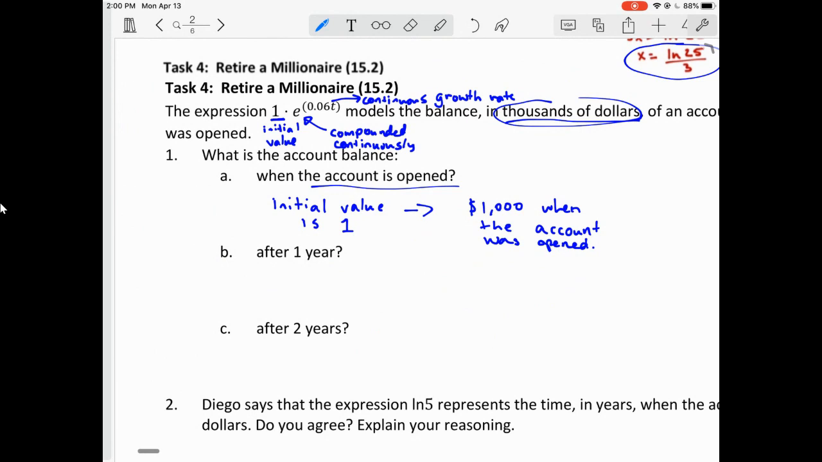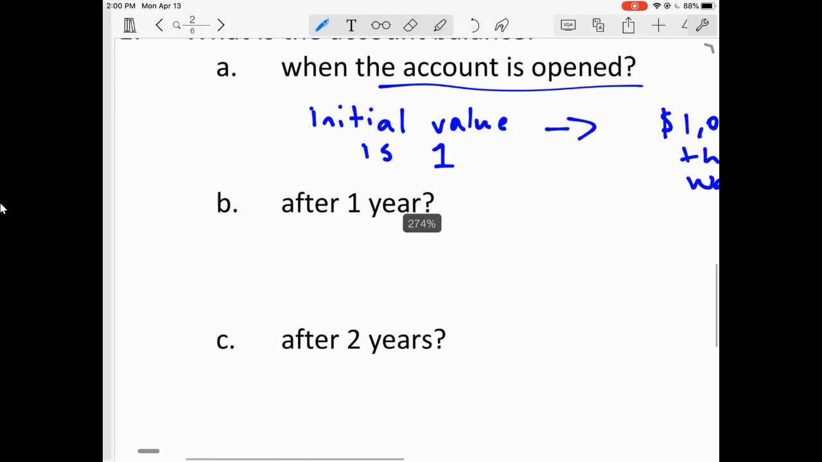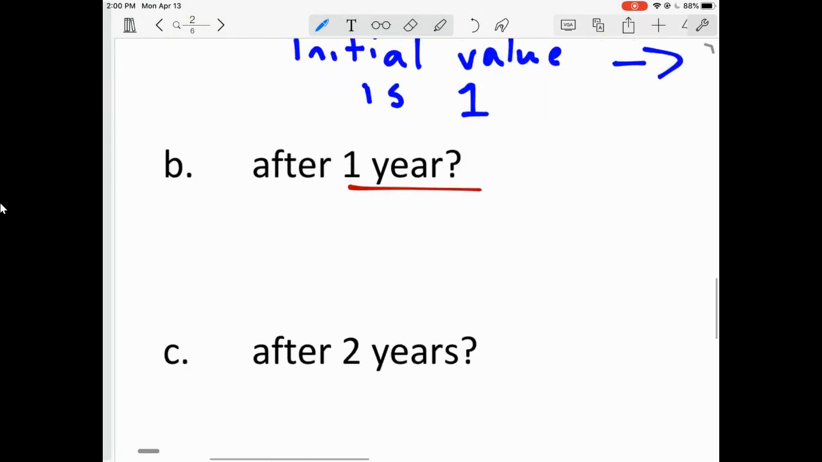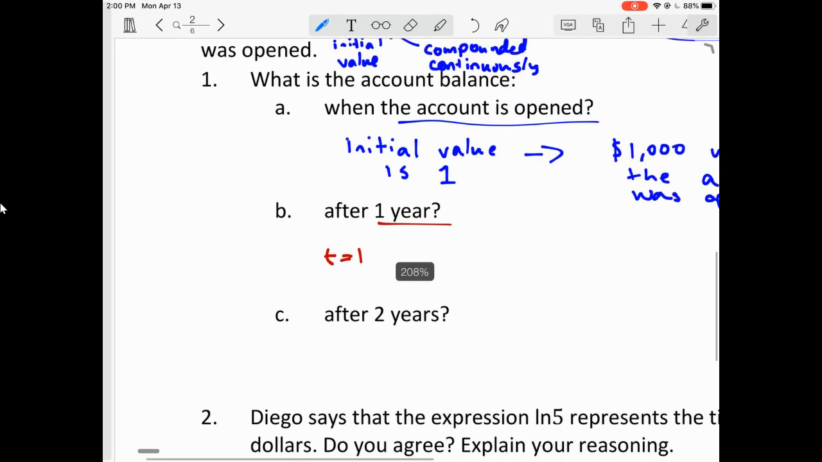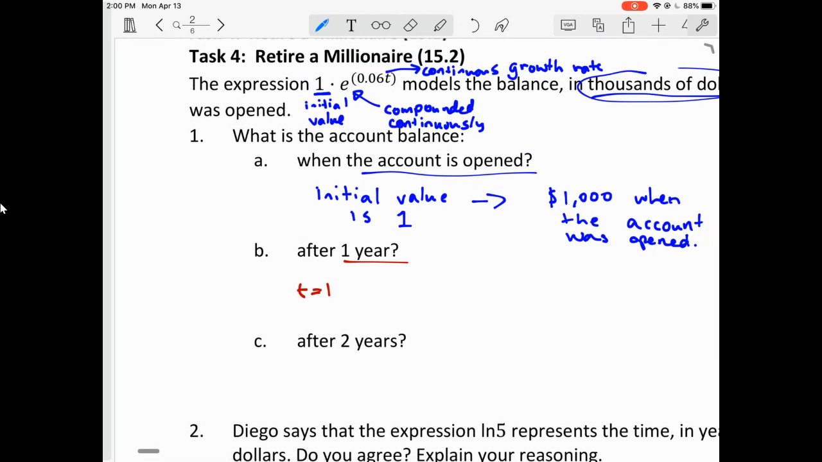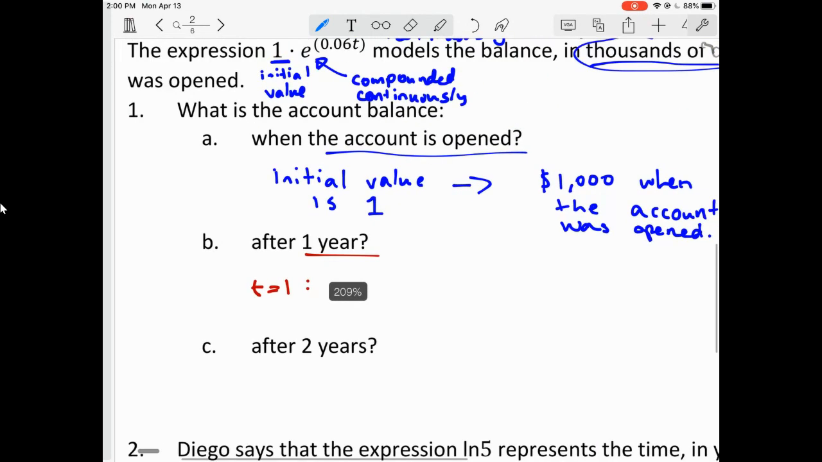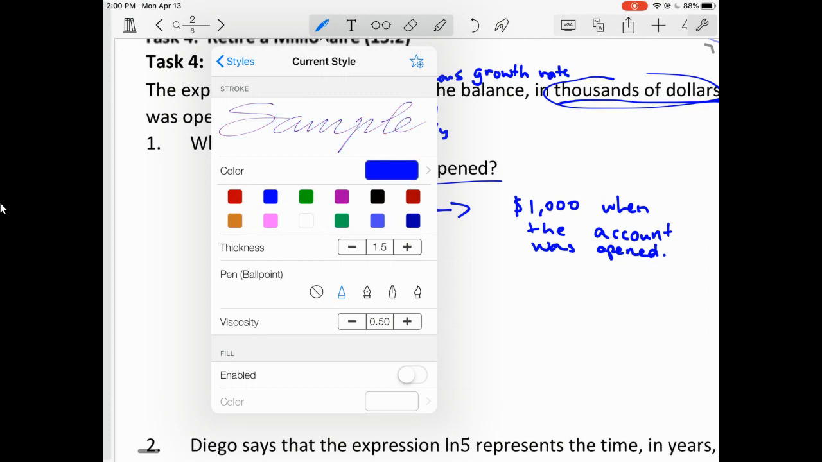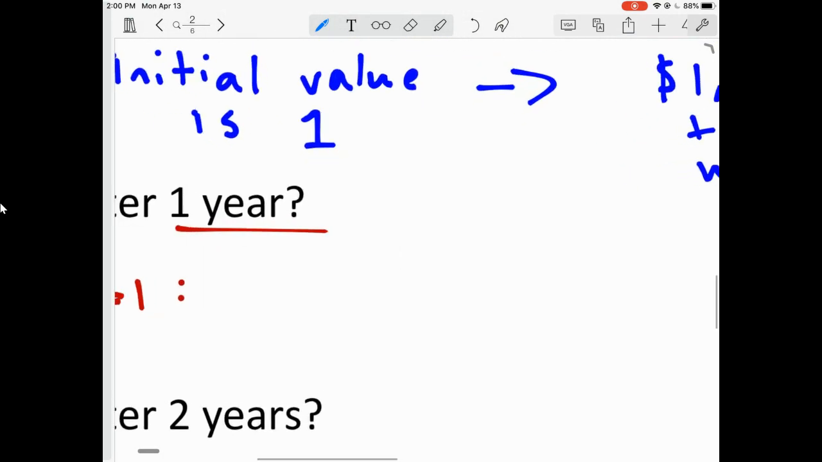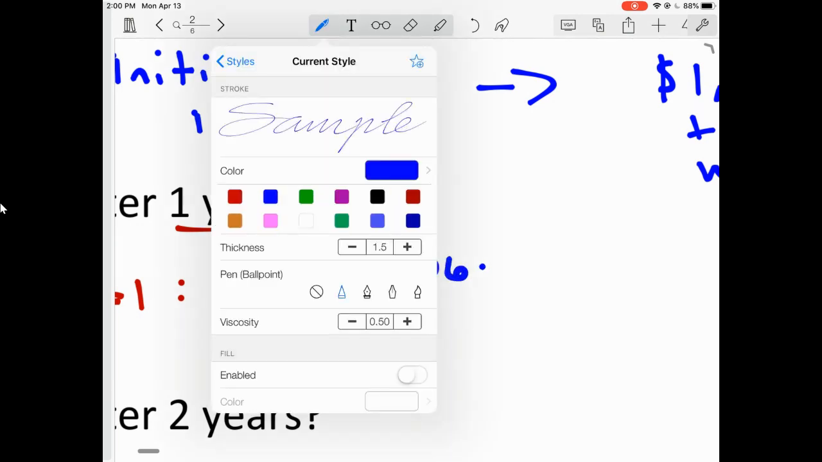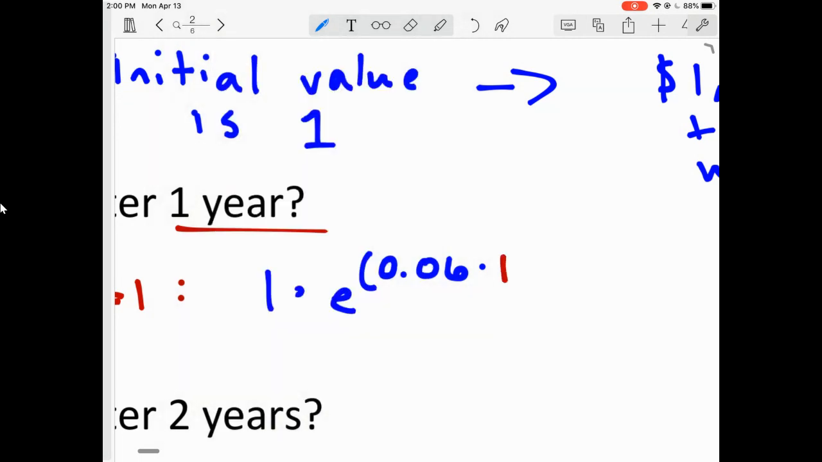All right, now we want to know after 1 year. So we're taking our expression and we're assuming that 1 year passed. So this means that t should equal 1. So now we can just use our expression. In our expression, we should make t equals 1. So wherever we see a t, we'll replace it with 1. 1 times e to the 0.06 times 1.